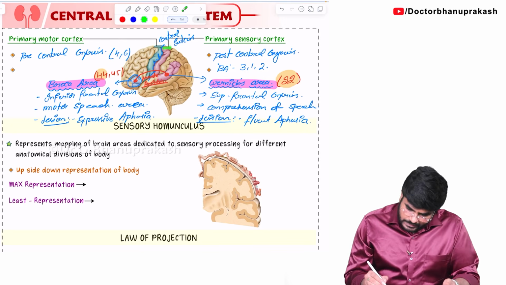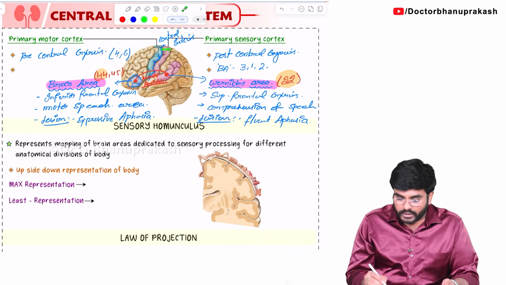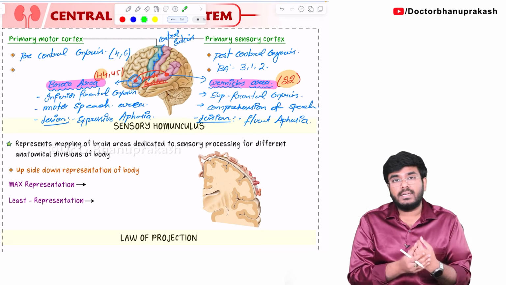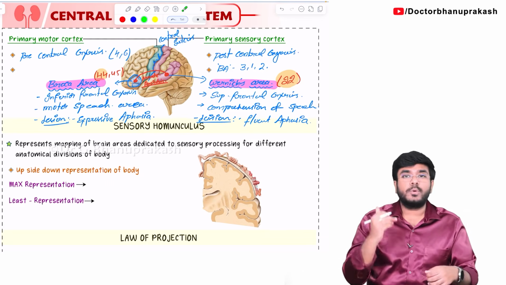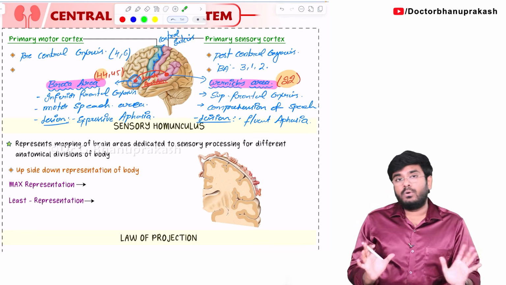Then, what about damage to this area which I am highlighting right now? If this area is damaged, you know, this is the somatosensory cortex. When the somatosensory cortex itself is damaged, do you think he can feel sensations? No, he cannot feel the sensations. You go and touch him, he cannot feel it, because sensations are felt in the somatosensory cortex. Okay. So, this is how you have to understand.